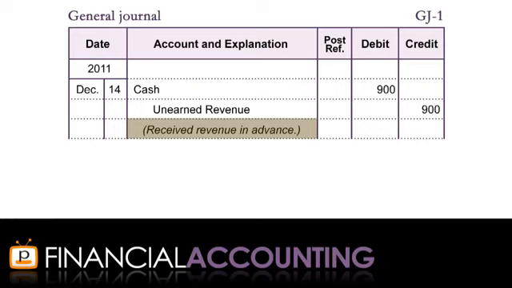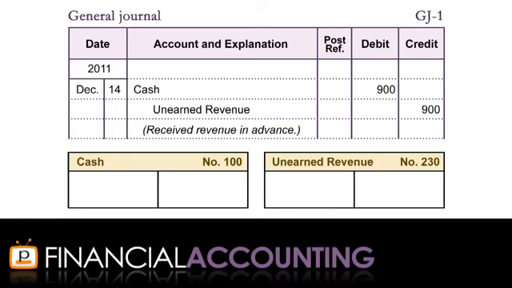After journalising the transaction, the next step is to post it to the ledger accounts. To do this, we need to find both the cash and unearned revenue accounts in the general ledger. If we're using the T account format for the ledger accounts, we enter the $900 in the debit side of the cash account, which is the left side of the account. We then record the posting reference in the General Journal by entering the account number of the cash account, in this case 100, in the post ref column.